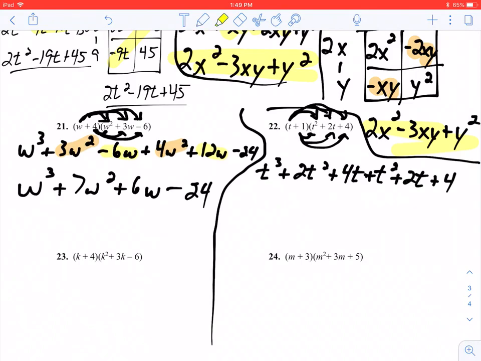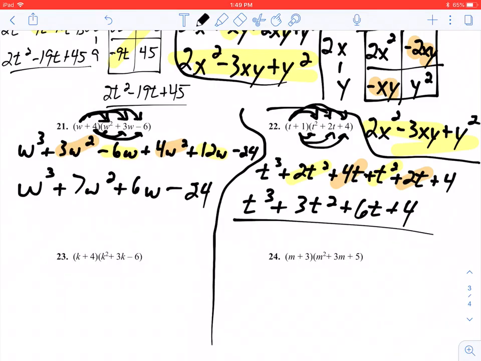Now, after we've expanded the expression, we need to go through and highlight our like terms, which I'm doing now. You can see there are a couple of t squared terms and there are a couple of t terms, so those need to be combined. So 2t squared and t squared becomes 3t squared. 4t and 2t becomes 6t, and then the plus 4 is at the end, and there is your final answer to number 22. Moving on to number 23.